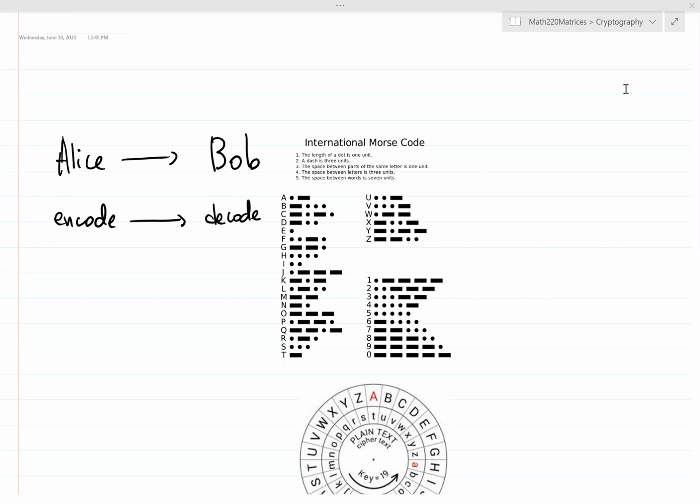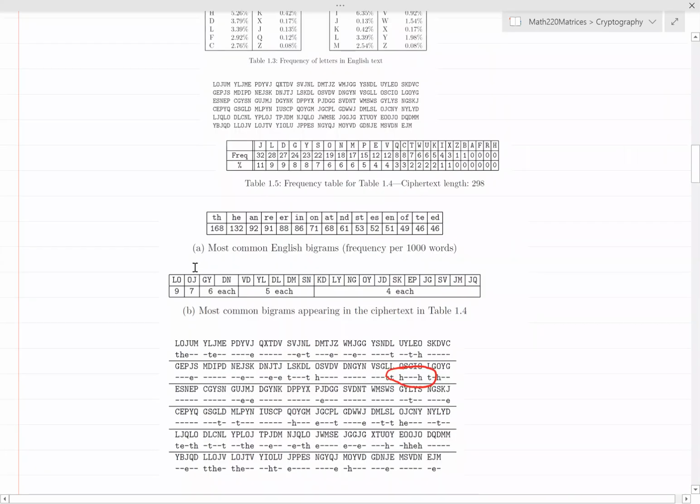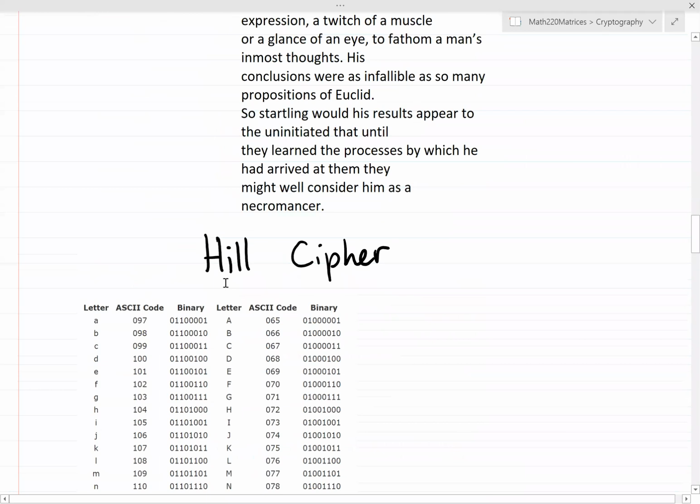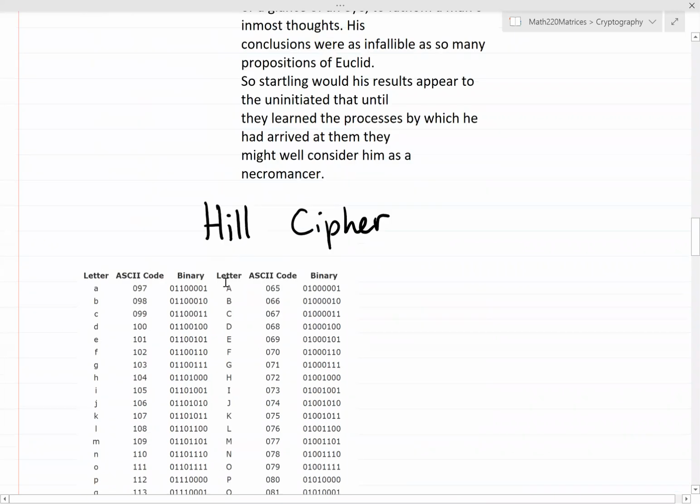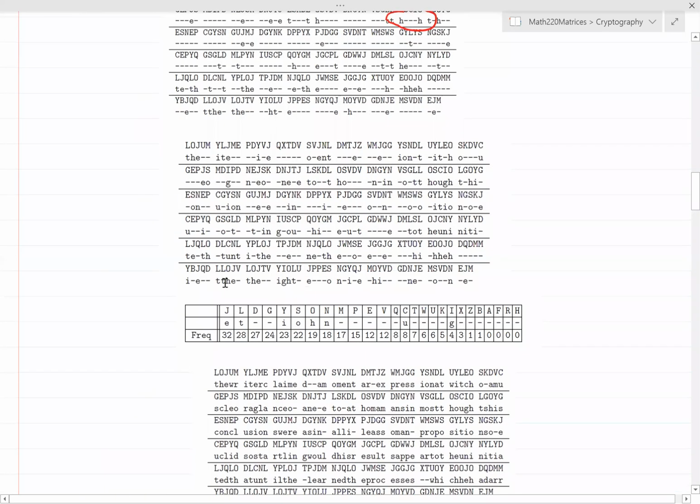Last time we did an introduction to cryptography, some baby examples of cryptography. First we introduced the Morse code. Then we talked about the Hill cipher, and then we talked about the direct substitution.